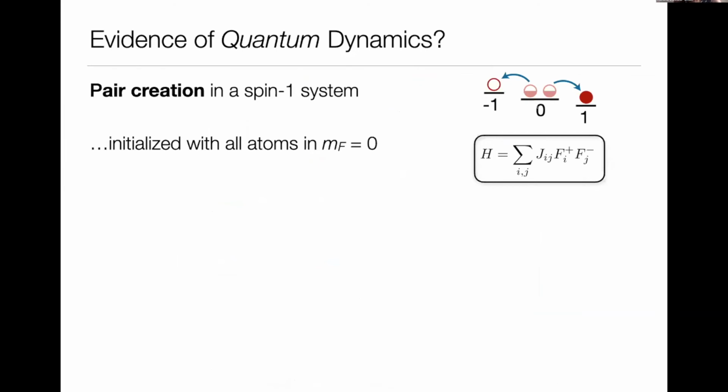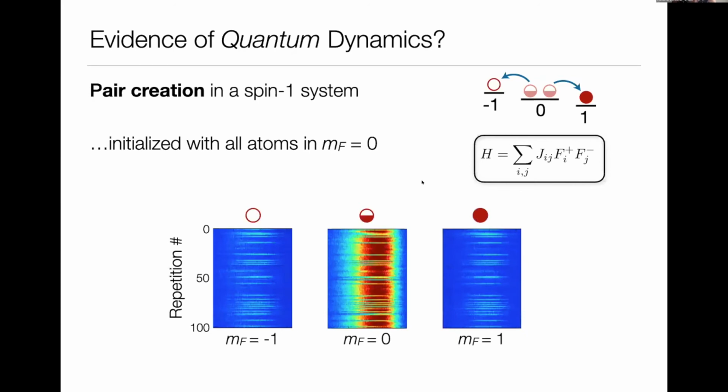For example, suppose I initialize all of the atoms in the zero state of this spin one system, and I turn on these spin exchange interactions. In principle, this Hamiltonian tells me I should be allowed to have a process where I take two m equals zero atoms and create a pair of plus one and minus one. That actually happens in our experiment. Here are 100 repetitions of the same experiment where we measure the populations in these three different states. You'll see that we start with them in the zero state. Once we measure, we find sometimes they're still in the zero state, but oftentimes we see population in the plus and minus one states, and it's always correlated.